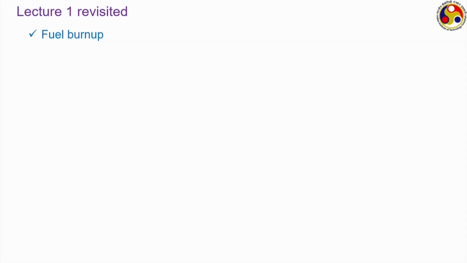Just a quick recap of the first lecture. There we initially introduced the concept of fuel burn up, which refers to the amount of fuel consumed inside the reactor over a period of 1 day. We have seen that the fuel burn up for a nuclear reactor is significantly smaller compared to a thermal reactor, and that is why once we have loaded a reactor with a certain quantity of fuel, we can keep on running for a very long period, which can range from several months to more than a year.